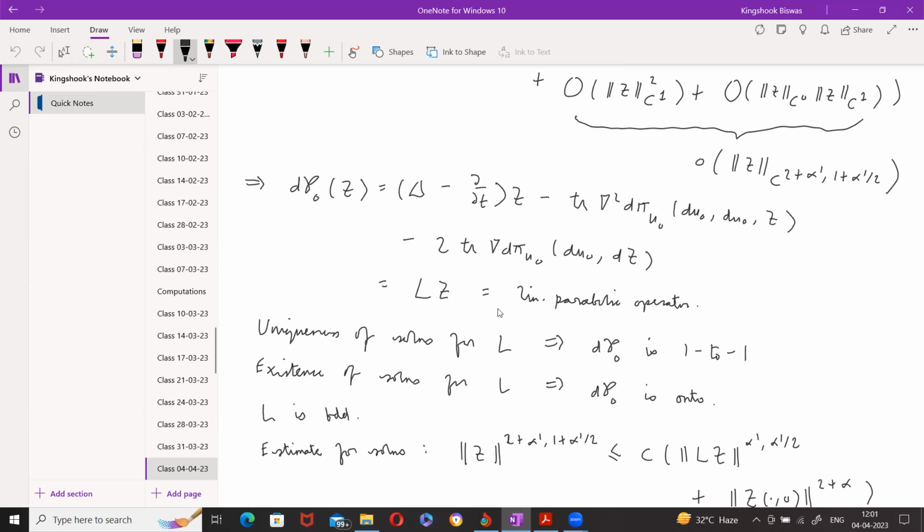And similarly, this term here is linear, bounded by a constant times the C0 norm of z. The C0 norm is bounded by the 2 plus alpha prime, 1 plus alpha prime by 2 norm. And this last term here is bounded by a constant times the C1 norm of z. That is also bounded by this 2 plus alpha prime, 1 plus alpha prime by 2 norm. Right? Yeah. Got it. So that's all. Yeah, so the boundedness is straightforward. Yeah. Okay.